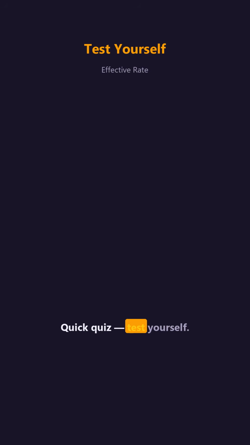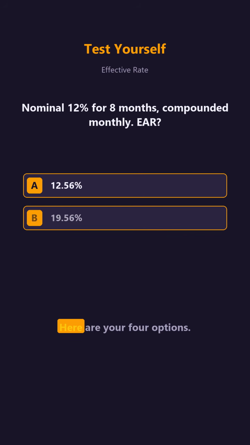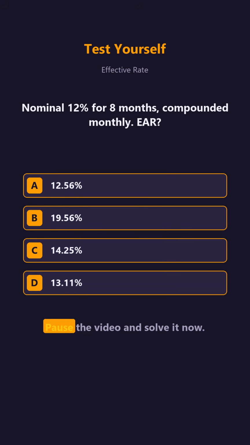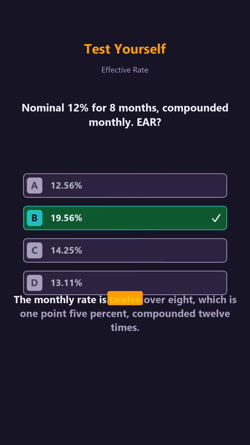Quick quiz, test yourself. The nominal rate for 8 months is 12%, compounded monthly, so what is the effective annual rate? Here are your 4 options. Pause the video and solve it now. The correct answer is B, 19.56%. The monthly rate is 12/8, which is 1.5%, compounded 12 times.